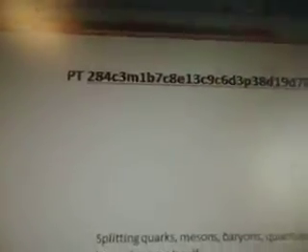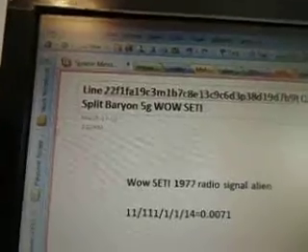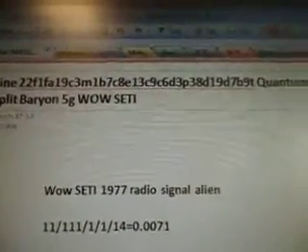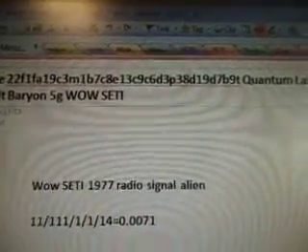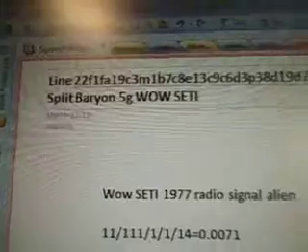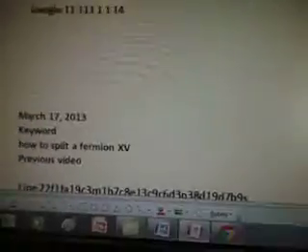This is part 284C3m1b7c8e13c9c6d3p38d19d7b9t. Line 22f1fa19c3m1b7c8e13c9c6d3p38d19d7b9t. Quantum lattice split baryon 5G Wow Seti. There's the alien radio signal.